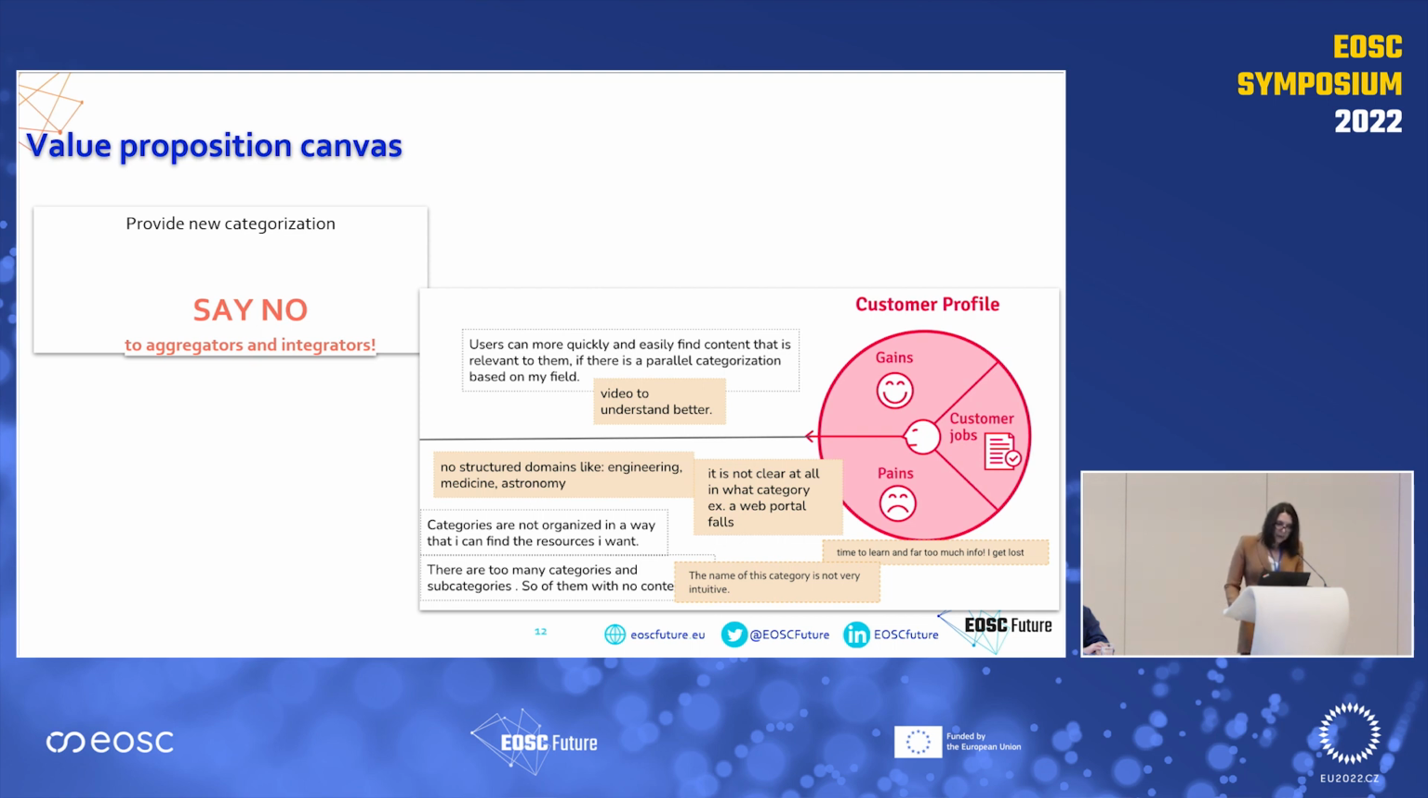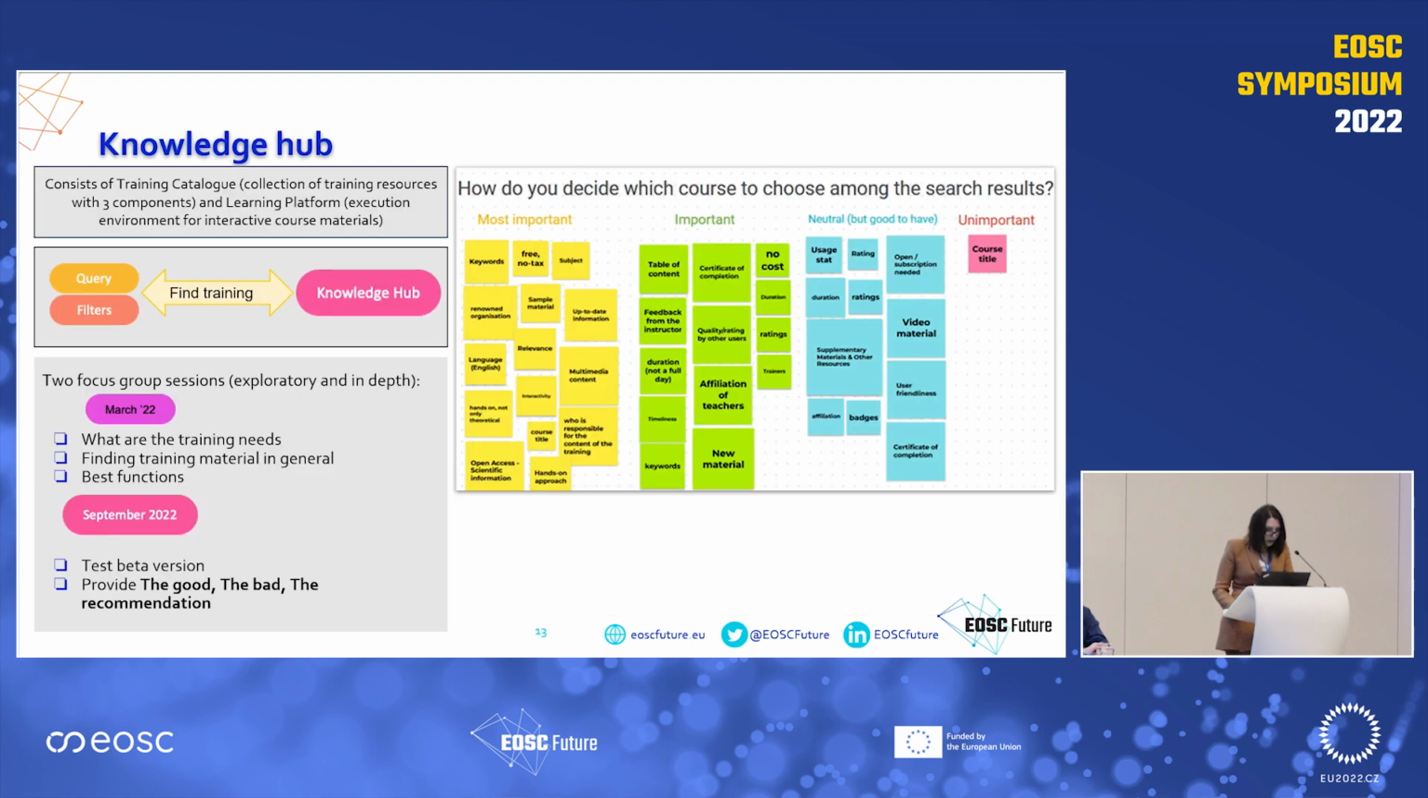Okay, so they were actually very happy with the new categorization that we showed, and basically they were more inclined to use that than the old one. So say no to aggregators and integrators. It makes sense. I think that we are at least trying to do everything that they would like to have there.